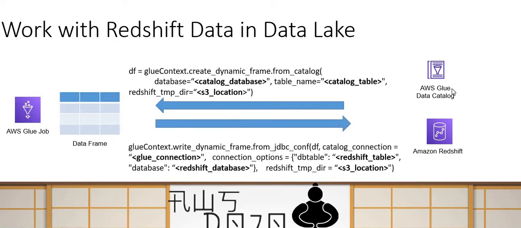And writing back again looks very much similar here. In this case, you say, hey, glue context, write dynamic frame. In this case, you use the method from JDBC connection.